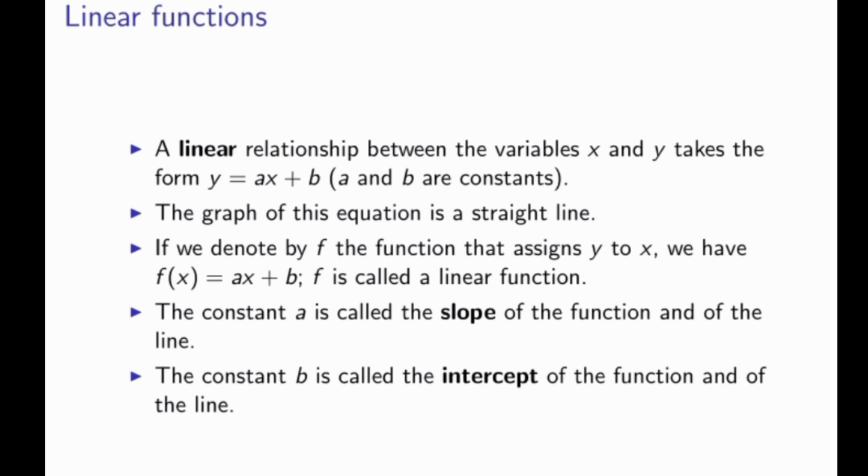A linear relationship between the values x and y takes the form y is equal to ax plus b. A and b are constants. The graph of this equation is a straight line. If we denote by f the function that assigns y to x, we have f of x is equal to ax plus b. If so, f is called a linear function, the constant a is called the slope of the function and of the line. The constant b is called the intercept of the function and of the line.